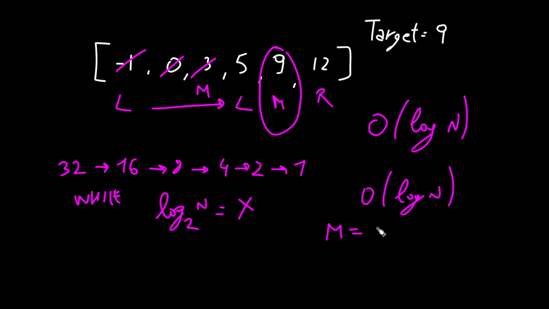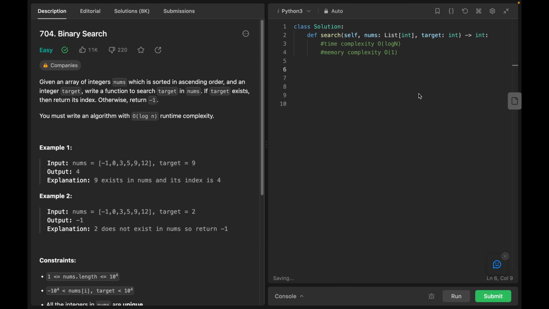Memory complexity is going to be constant. We're just using two pointers, so it's going to be big O of 1. Okay, let's write some code now. So the first thing we need are our two pointers, left and right. Left is going to be at the beginning of the input array, and the right is going to start at the end of the input array. So we want a while loop. So while left is smaller or equal to right, we want to keep doing the following operation.